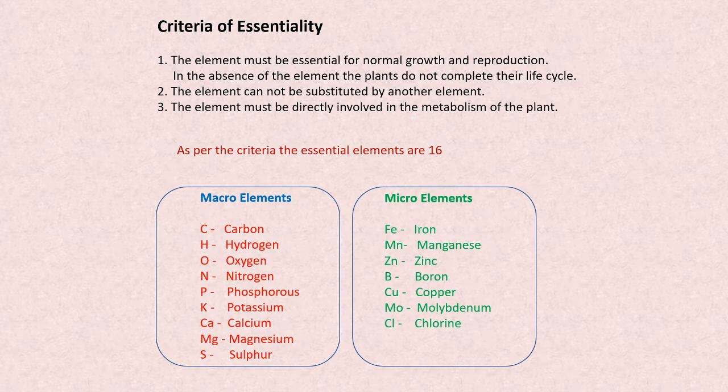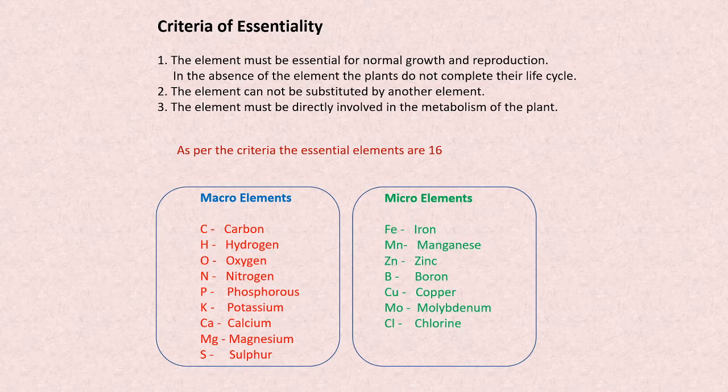Arnold and Stout proposed a criteria of essentiality, and it has 3 points. The element must be essential for normal growth and reproduction, and in the absence of that particular element, the plants do not complete their life cycle. The second is that the element cannot be substituted by any other element, and the third is that the element must be directly involved in the metabolism of the plant. Based on this essentiality criteria, there are 16 essential elements identified so far.